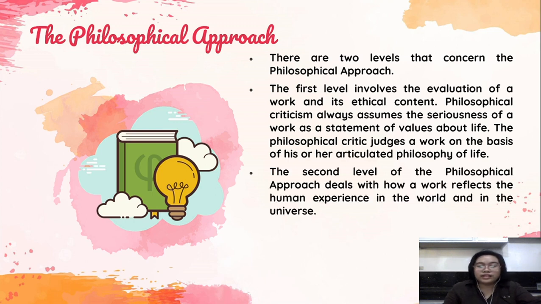So the second level of the philosophical approach deals with how a work reflects the human experience in the world and in the universe. So in short, literature answers the questions: who are we? What are we searching for as we live our lives? How are we impacted by good and evil? These questions are fundamental in using the philosophical approach in writing your literary analysis paper or when critiquing a work.